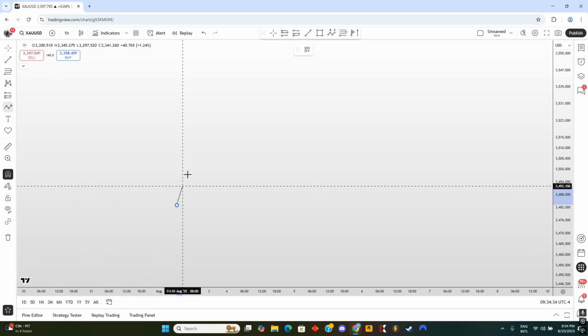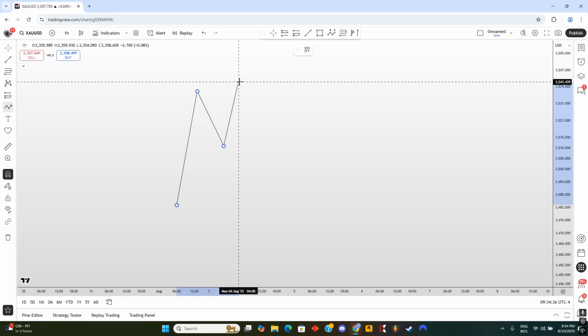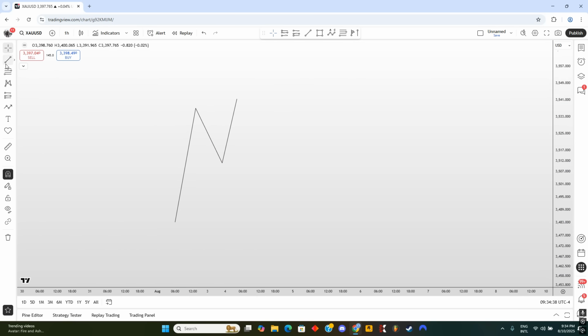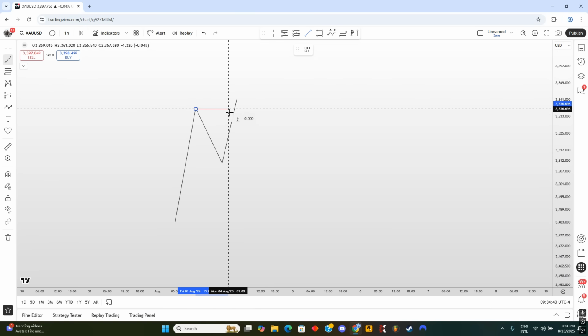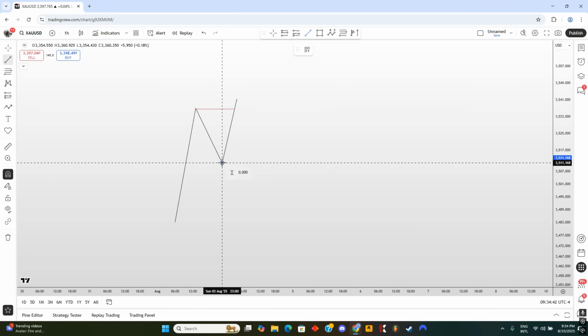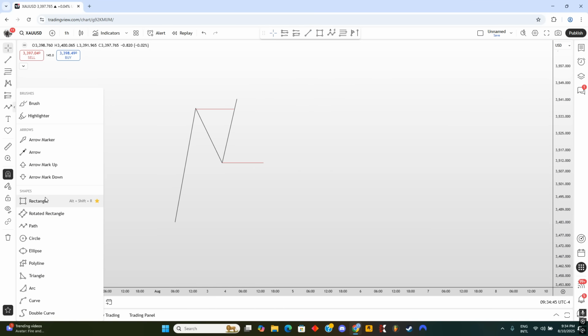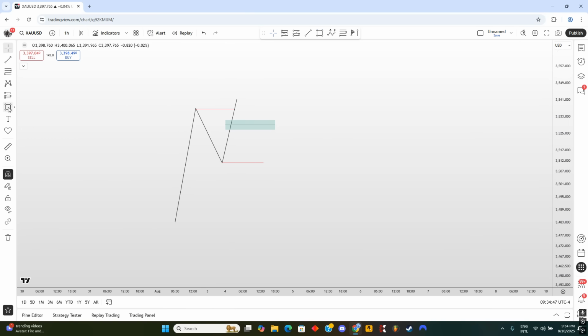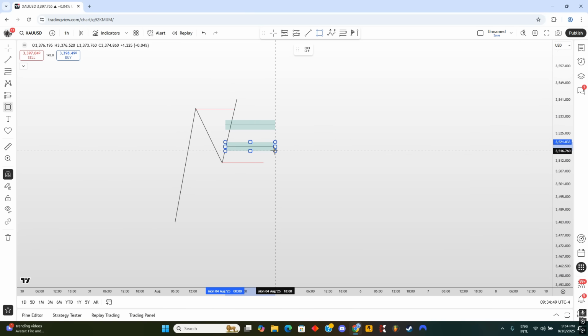All right, so first things first, we need to mark out key levels on the 1 hour. So for me, key levels are basically highs and lows on the 1 hour time frame and fair value gaps. So any fair value gap, right, it is a key level.